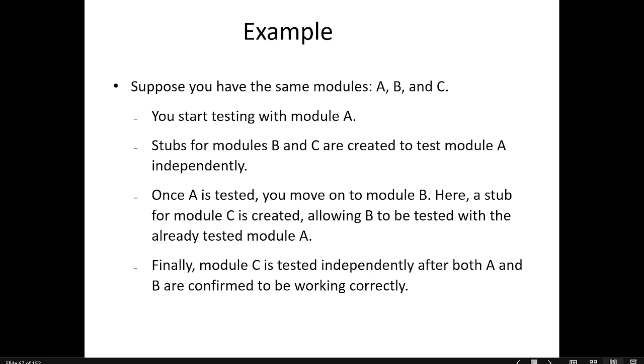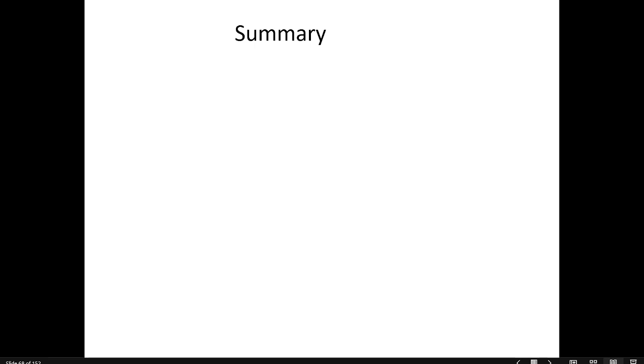Example, suppose you have the same modules A, B and C. You start testing with module A. Stubs for module B and C are created to test module A independently. Once A is tested, you can move to the module B. Here, the stub for module C is created, allowing B to be tested with already tested module A. Finally, module C is tested independently after both A and B are confirmed to be working correctly. So it is exactly the reverse. Okay, so now this is the top-down approach, and the usage of stubs is implemented.